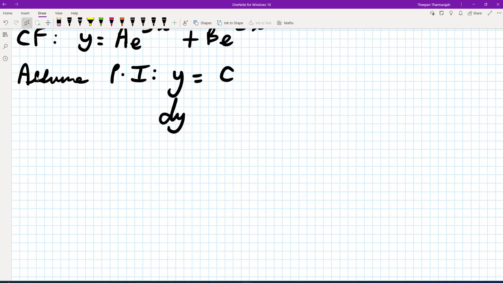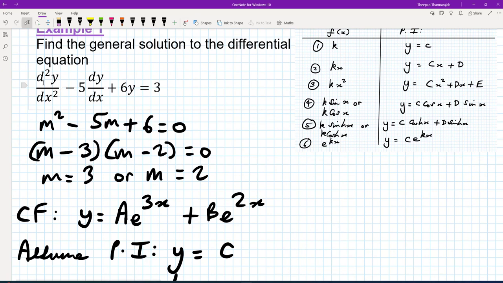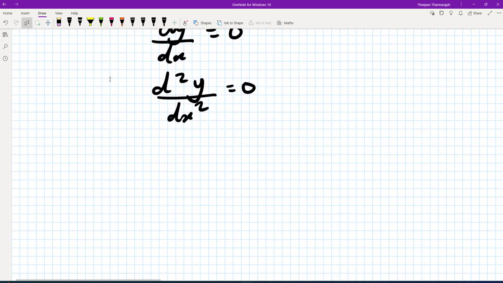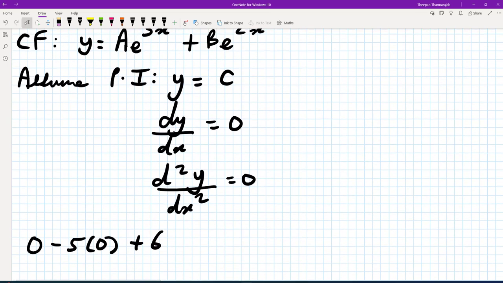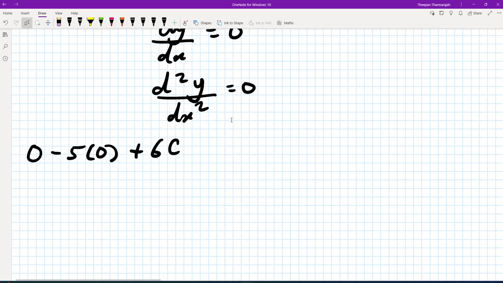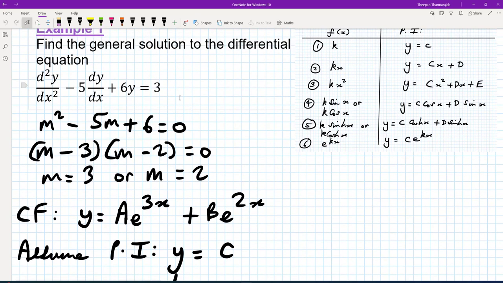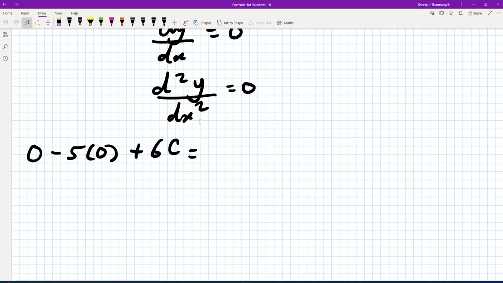And so we can differentiate that to give me dy by dx equals 0, and we can say d2y by dx squared is also 0. And we're going to substitute these values back into our differential equation. So we're going to get 0 minus 5 times 0. So let's write that in for completeness. Plus 6 times whatever our y was for the particular integral, in our case c. So we're going to replace the y with a c, and that's going to be equal to the value 3.